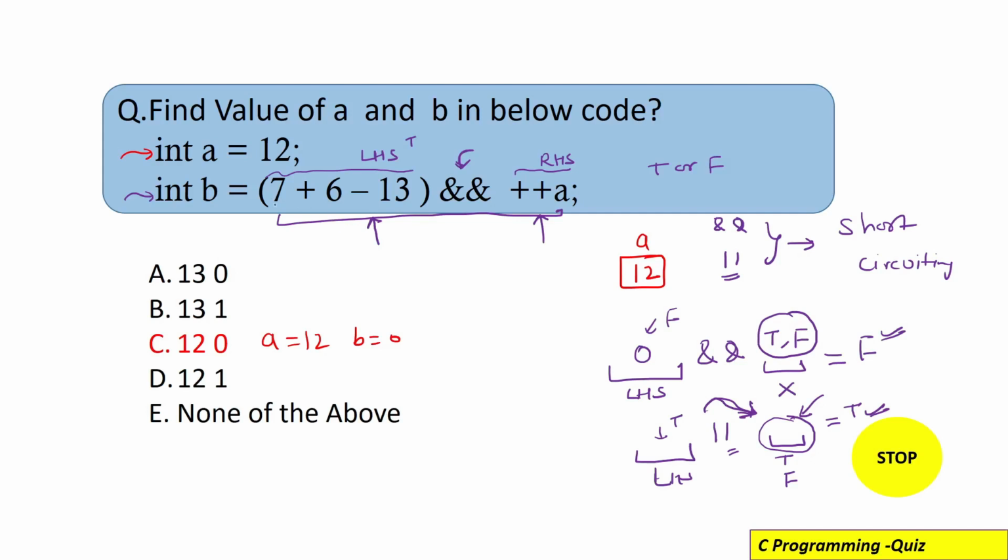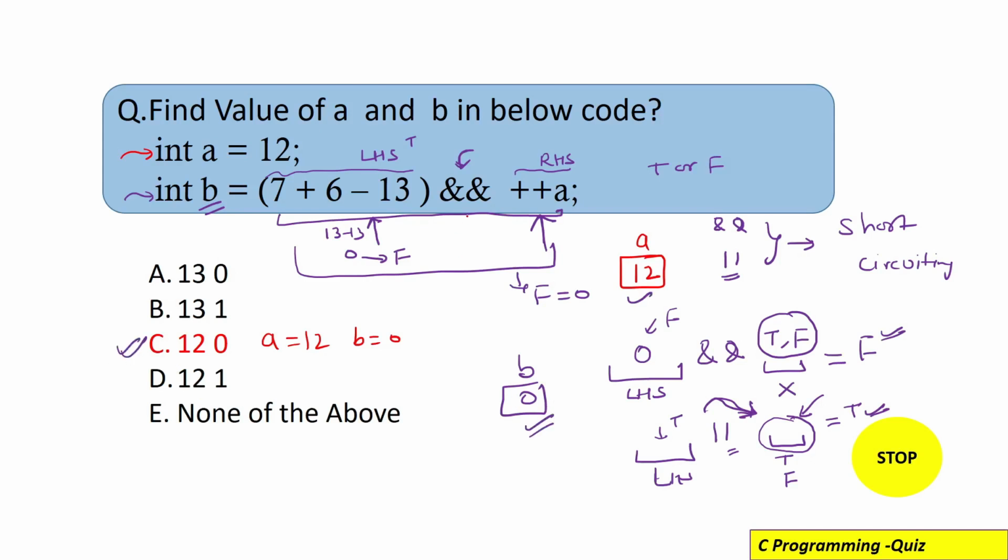Now if you see 7 plus 6 minus 13, it will be 13 minus 13, that means 0. That means this is false. So the left hand side is false, and you will not evaluate this plus plus A. The total answer for this complete expression will be false, that means 0. So inside B, you will get the value 0. That's why you got A equal to 12 and B equal to 0. So option C is correct.